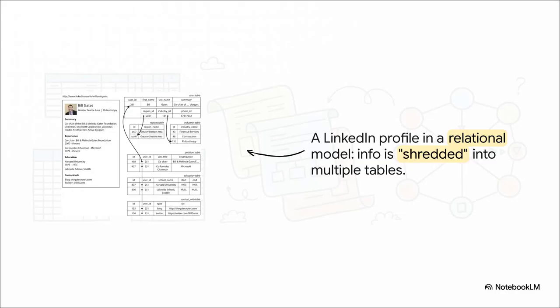So how does it actually work? Well, let's take something like a LinkedIn profile. The relational approach literally shreds this document into little pieces. The person's name goes in one table, their job history goes into another, their education into a third, and so on. And then they're all carefully linked back together using these unique IDs.